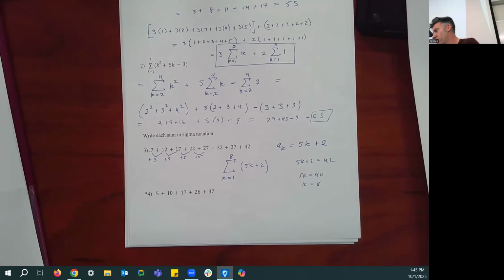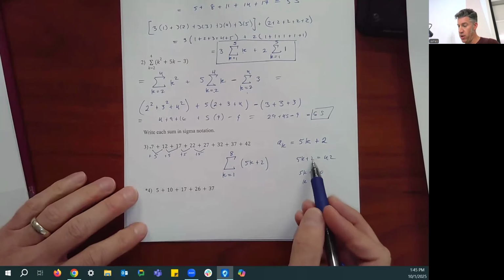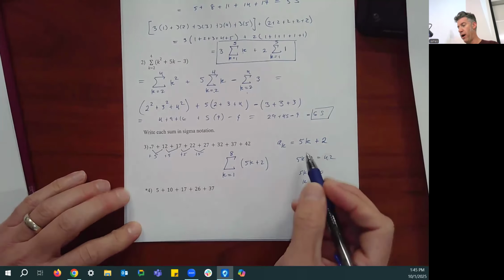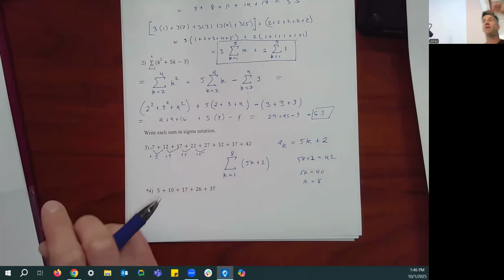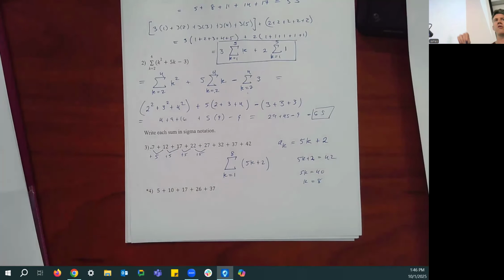So the plus 2 here. I got it by first saying, I know that if I'm increasing by 5 every time, I need a 5 times k. Because how much is k increased by every time? In general, k increases by 1. We start at k equals 1, and then k equals 2, and then 3, and then 4, and so on. Your k is called the index, or whatever that letter is down below the summation. The index always increases by 1 every time.